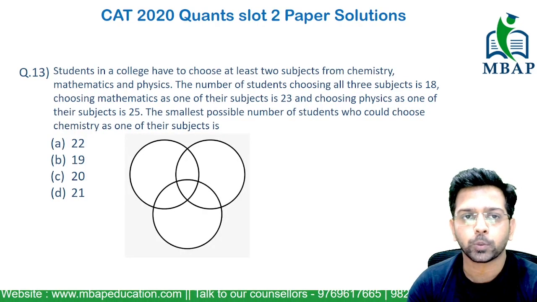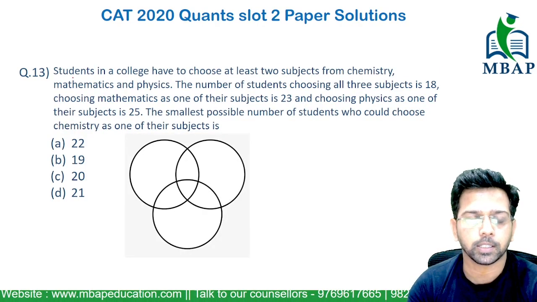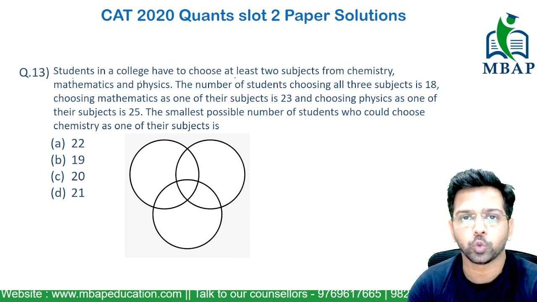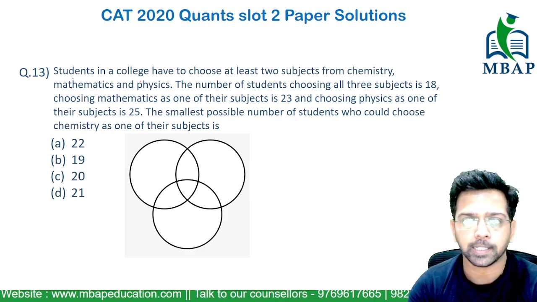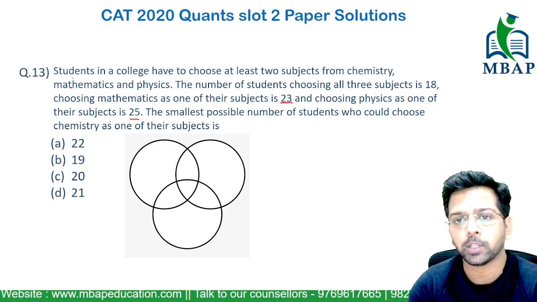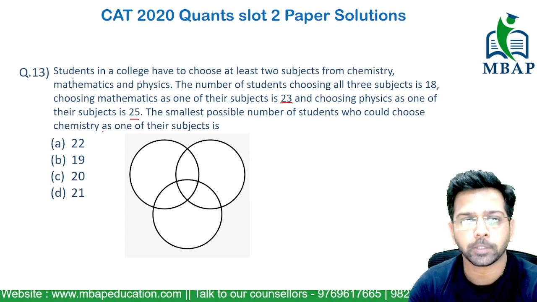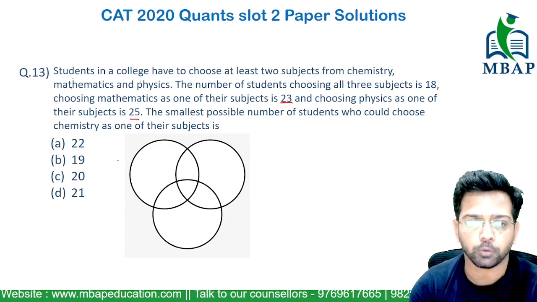Now let's take the next question, which is on Venn diagrams. The question says, students in the college have to choose at least 2 subjects from chemistry, math and physics. The number of students choosing all the 3 subjects is 18. Number of students who are choosing math as one of the subjects is 23. Choosing physics as one of the subjects is 25. The smallest number of students who can choose chemistry as one of the subjects is what?